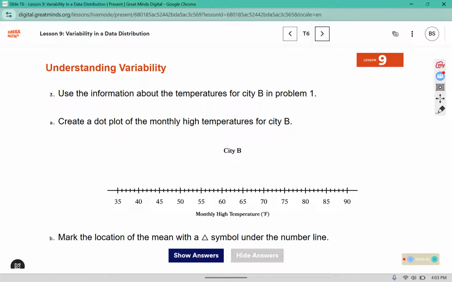Then we're going to repeat that process for city B. Place a dot for each month on the dot plot, and mark the mean, which is 63, with that triangle symbol under the number line. Pause and do the dot plot now. It should appear something like this.